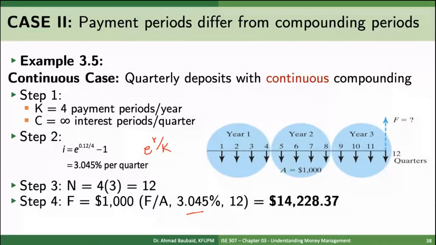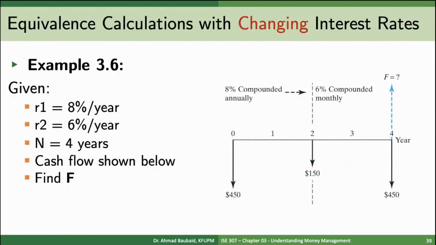Like I can't easily tell it's incorrect just by looking at the answer. All right, so hopefully this example makes sense now. And it helps you make sense of the concept of effective interest rates. Here's another example. Suppose you have the following cash flow pattern, and you're asked to find F again.